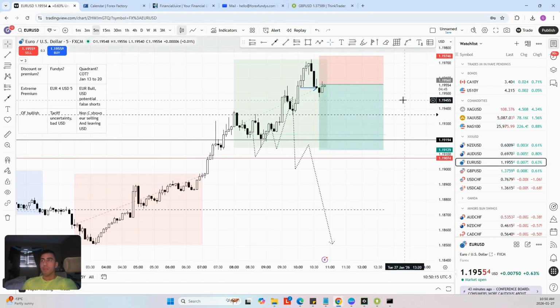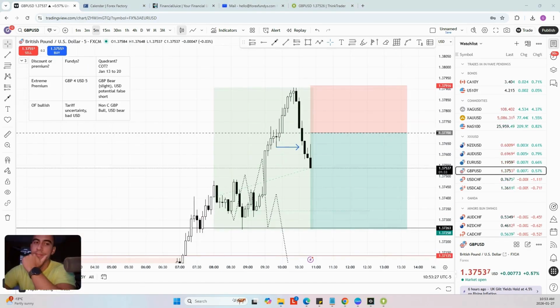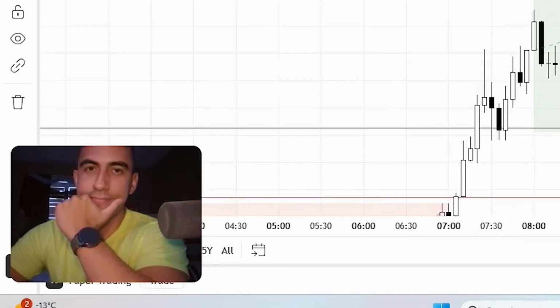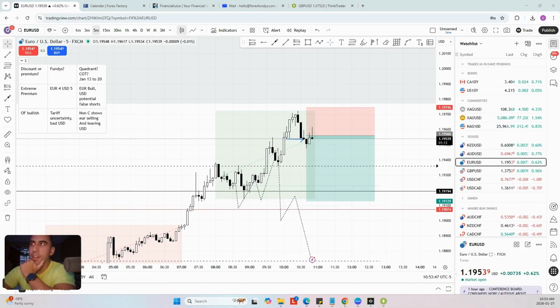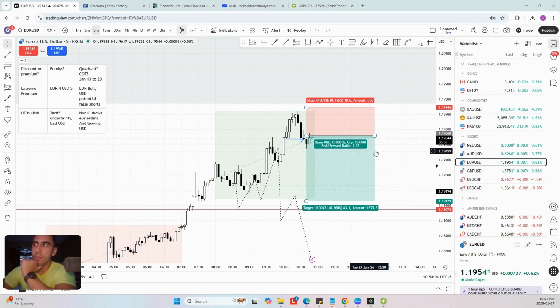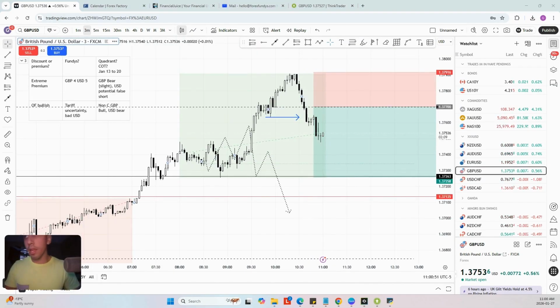Will I pay for not taking the Euro? We'll find out. I prefer GBP though. It looks so much better to me. Now I'm almost debating getting in Euro or not, but I wanted GBP. That's what we're sticking with. It's nice how it tapped into this fair value gap after the miniature structure break, but I still like GBP's way better.